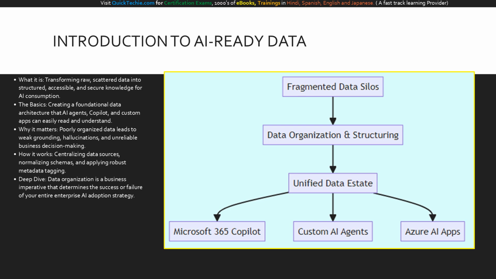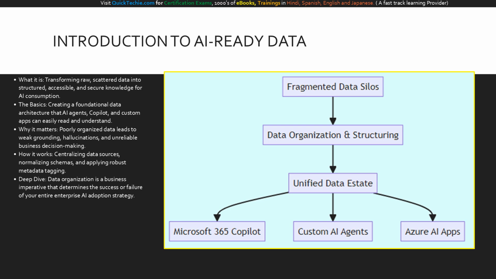What exactly does this mean? It means transforming raw, scattered data into structured, secure, and highly accessible knowledge. Let us start with the why. If your data is poorly organized, your AI systems, whether they are Microsoft 365 Copilot instances, autonomous agents, or custom generative AI applications, will suffer from weak grounding. They will produce inaccurate information and drive unreliable decision-making. Organizing data is not just an IT task, it is a critical business imperative.